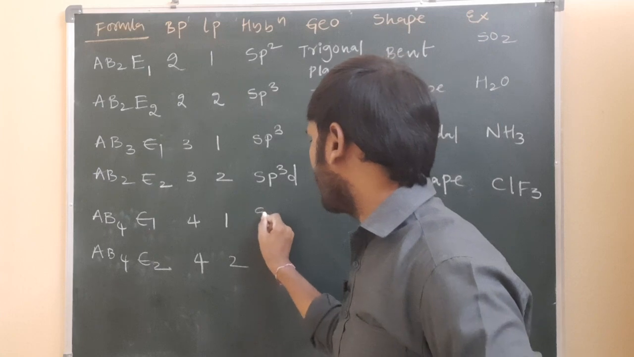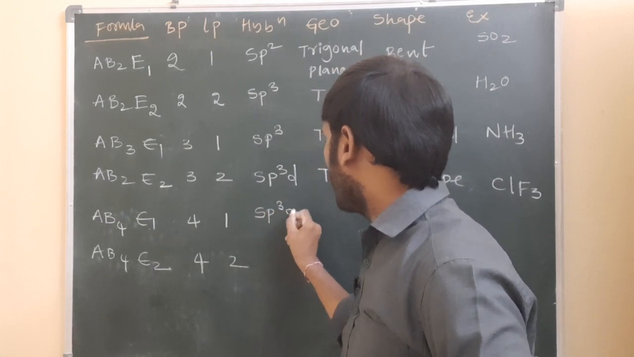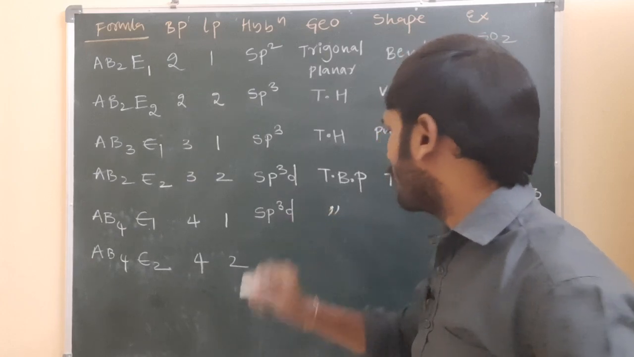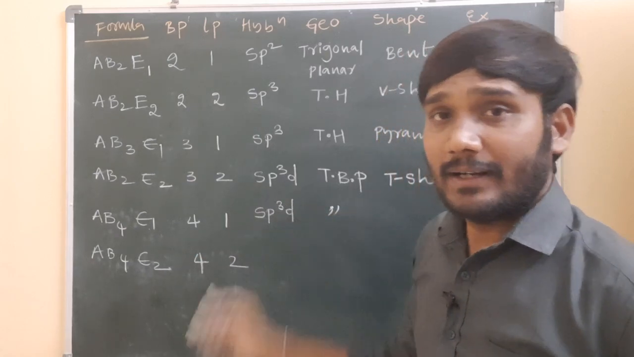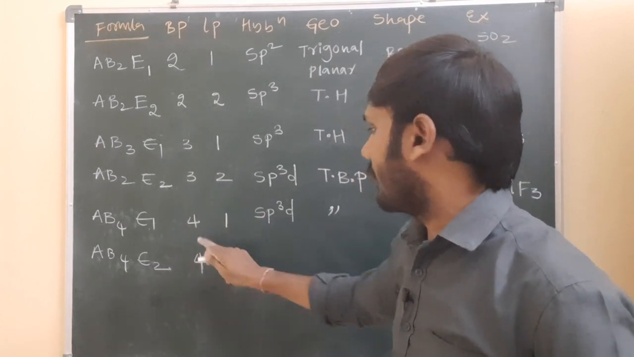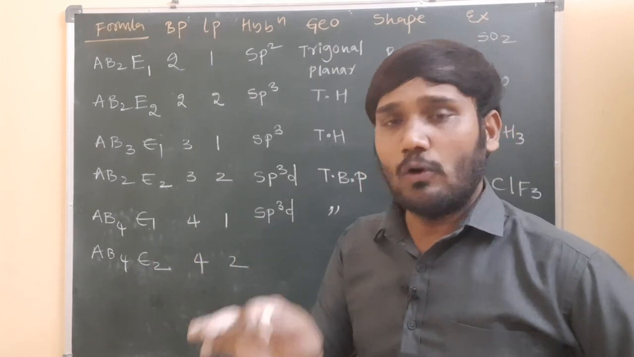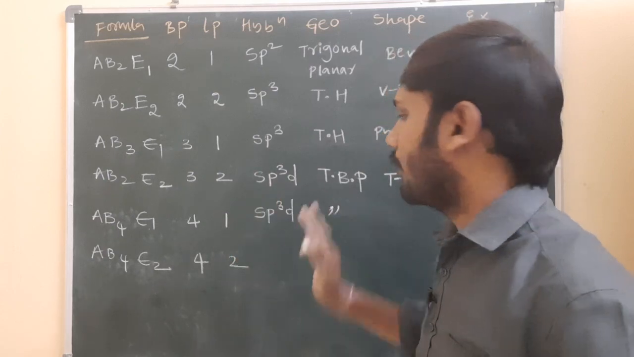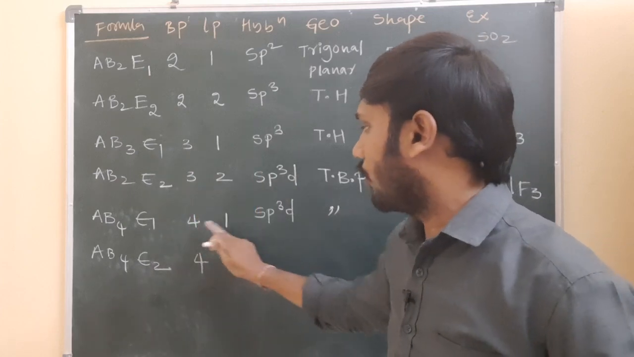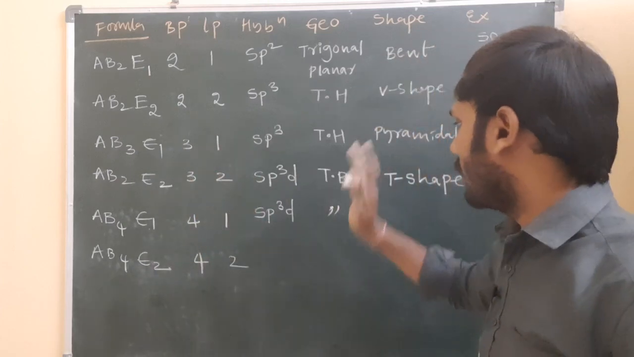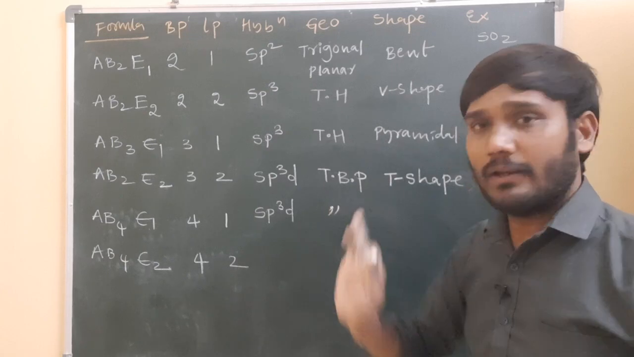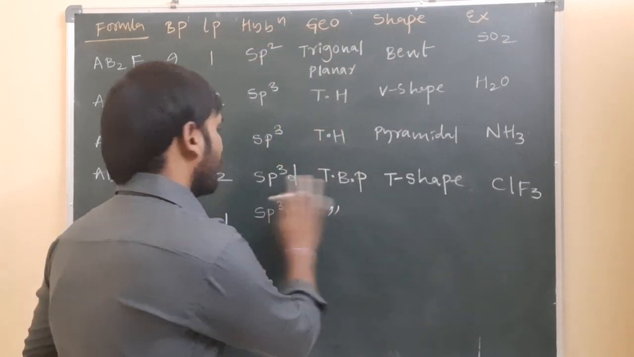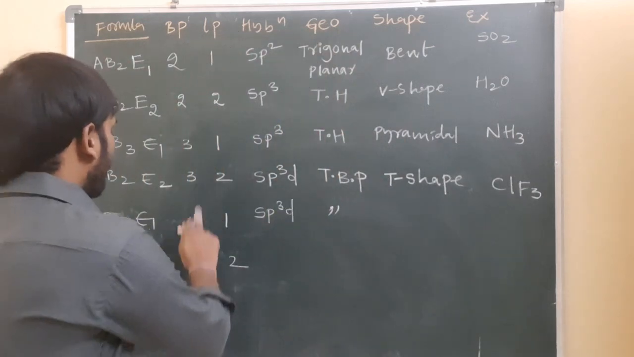5 electron pairs means the hybridization is sp3d and the geometry is trigonal bipyramidal, because geometry depends on the number of electron pairs. Here also 5 electron pairs. There may be lone pairs, there may be bond pairs, whatever, but if the total number of electron pairs is 5, the geometry is trigonal bipyramidal. Here 3 plus 2 is 5, here 4 plus 1 is 5. But the shape is different, because here 1 lone pair is present, there 2 lone pairs are present, and here 3 bond pairs, there 4 bond pairs.